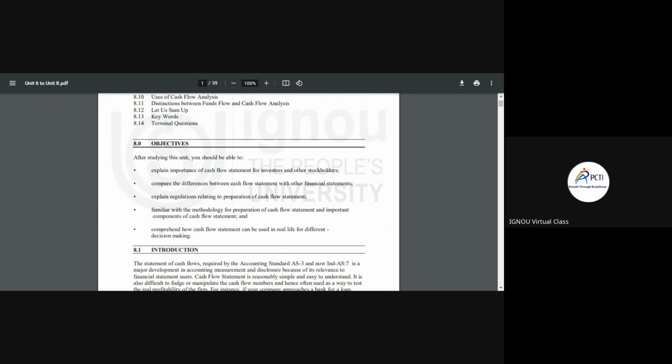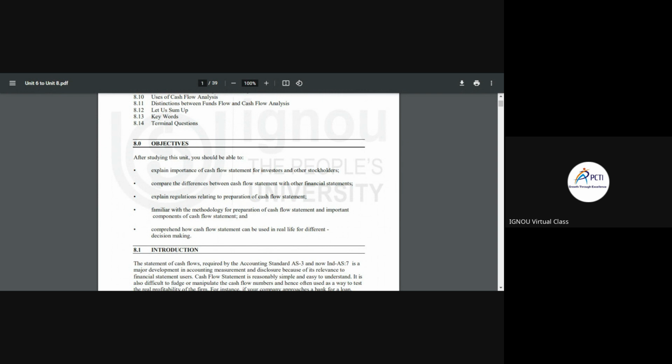Then we need to compare the cash flow statement and the other financial statements. Then we need to know the regulations relating to the preparation of cash flow statements, and how familiar we are with the methodology for preparing a cash flow statement and its important components. And then we need to comprehend how a cash flow statement can be used in real life for different decision making.